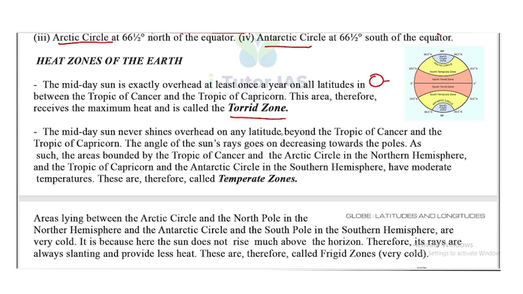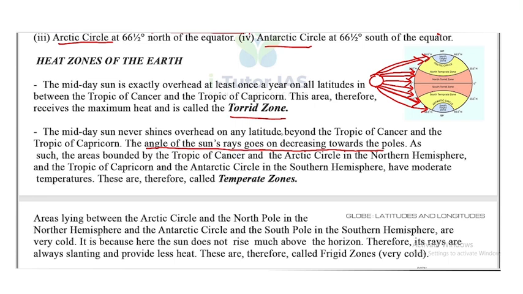Okay, the sun rays are directly falling on this area, that is the torrid zone. But moving from the torrid zone, look at this, the distance from the sun to the portion is increasing. So what happened? The angle of sun rays goes on decreasing towards the poles.